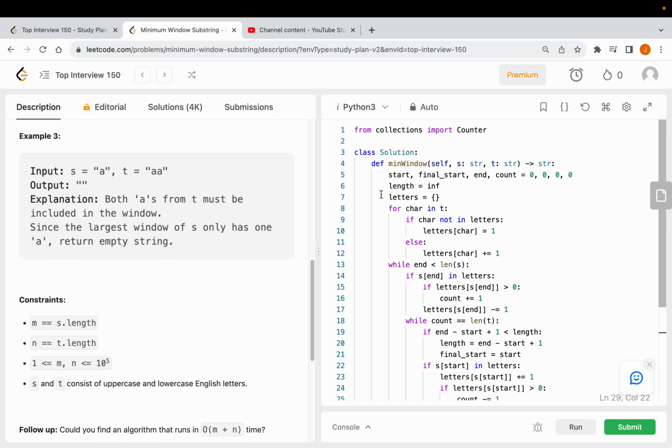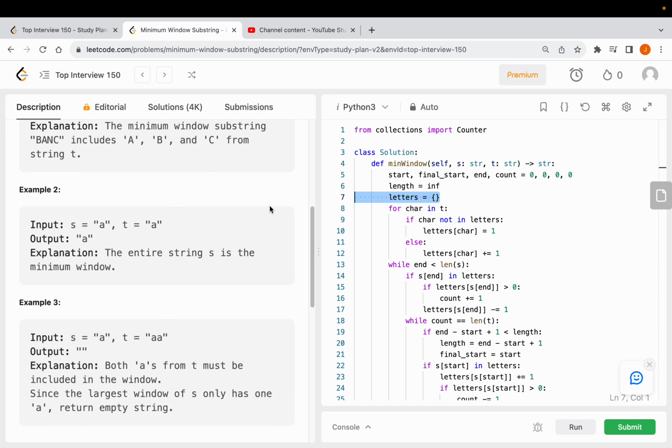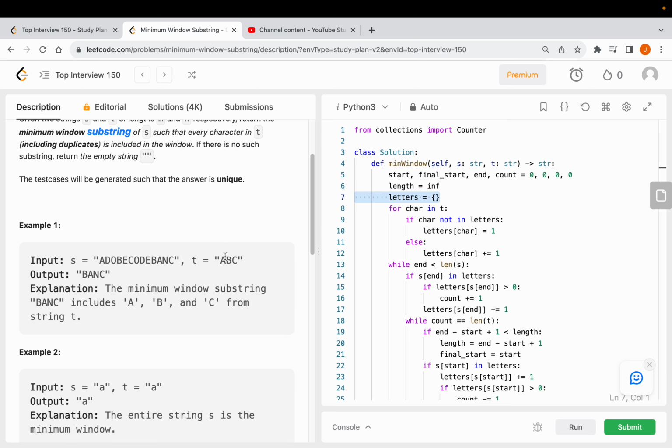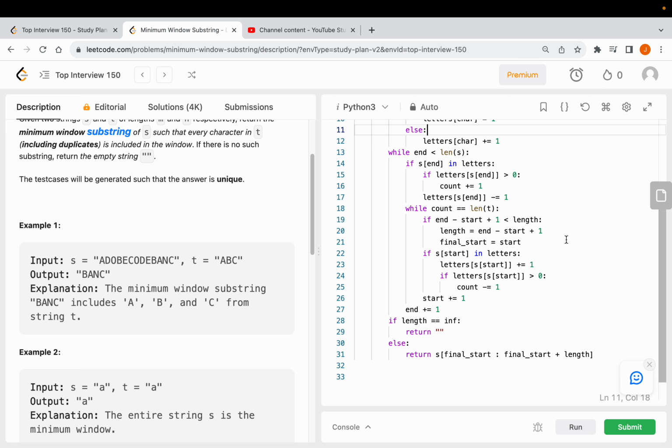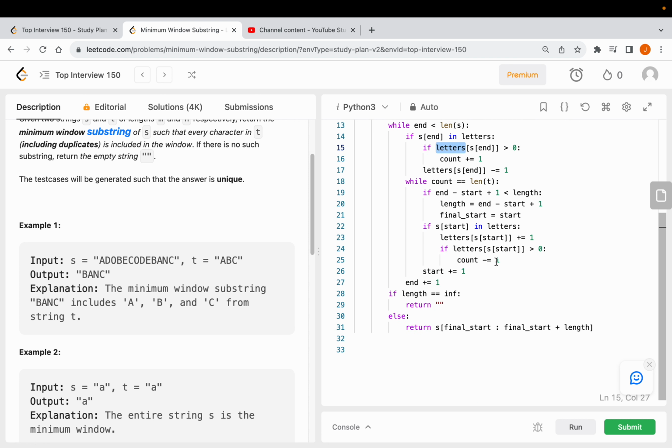And what about space? The only thing we're using is this dictionary that has constant space with respect to the length of T. No other things other than constant variables. Just this letters dictionary.